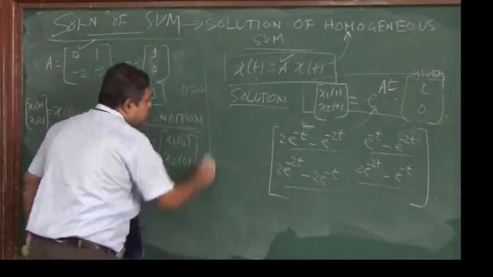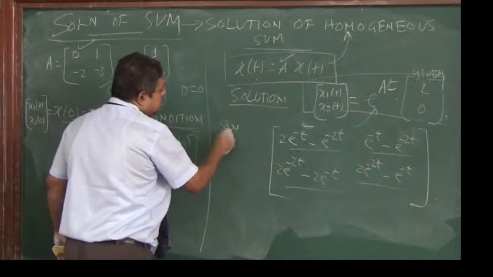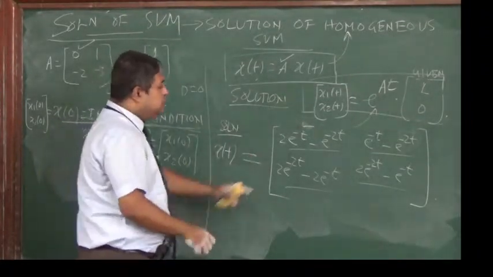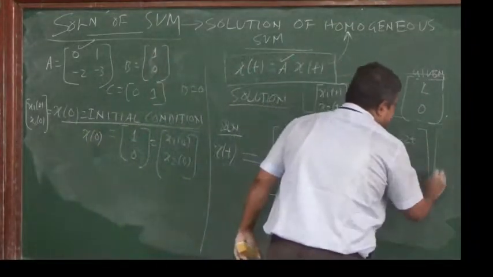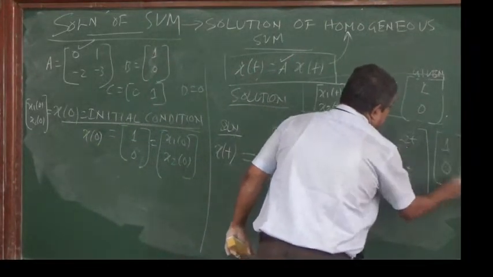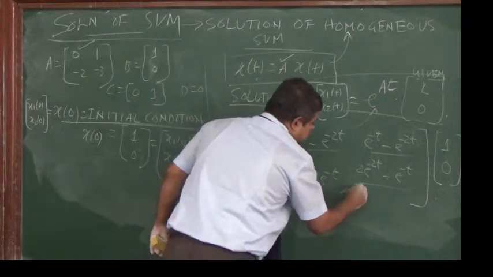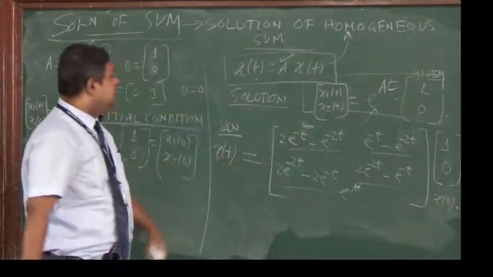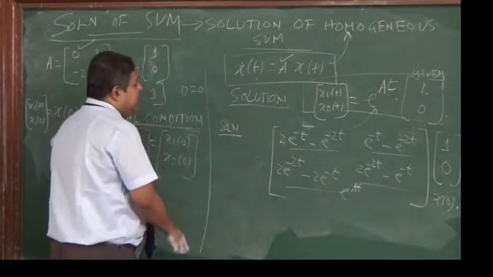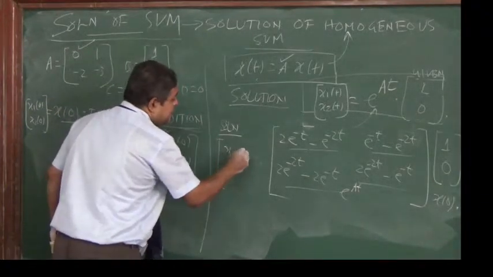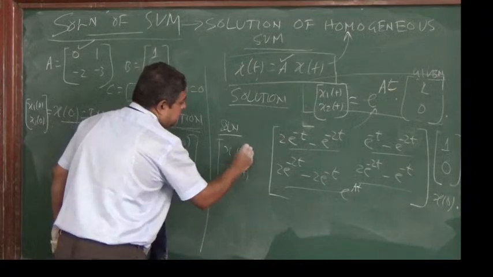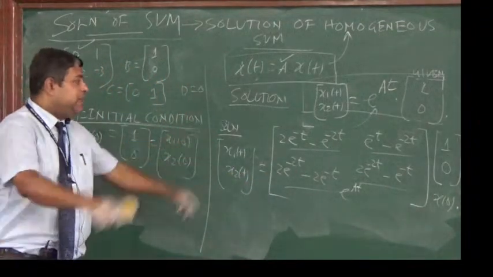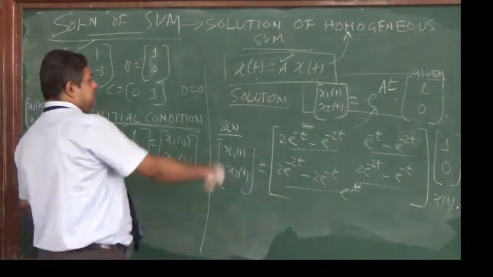So what is the solution now? Now I am finding the solution. The solution is nothing but x(t). x(t) is equal to e raised to At multiplied by x0, like this. So this is e raised to At and this is x0, and this is the solution. And what is meant by x(t)? x(t) is nothing but x1(t) and x2(t), like this. Okay, now do the multiplication and find what is the answer.